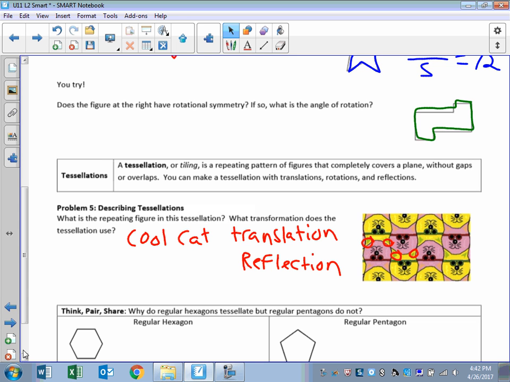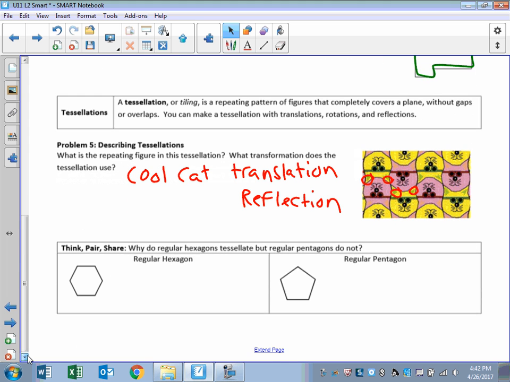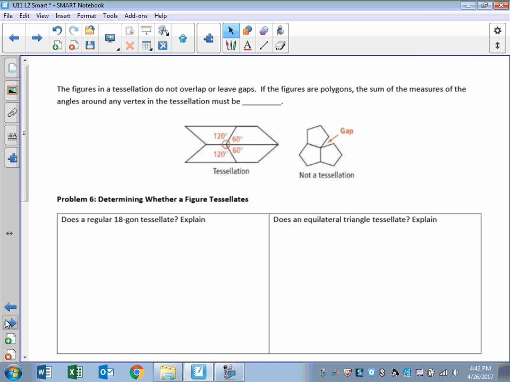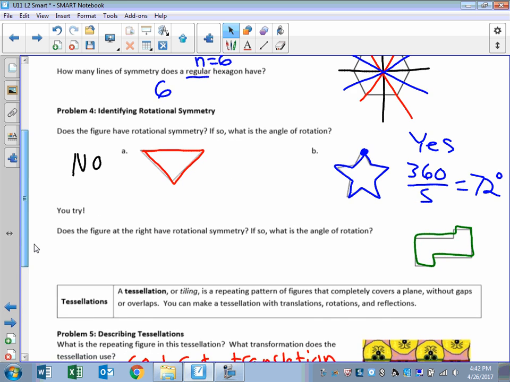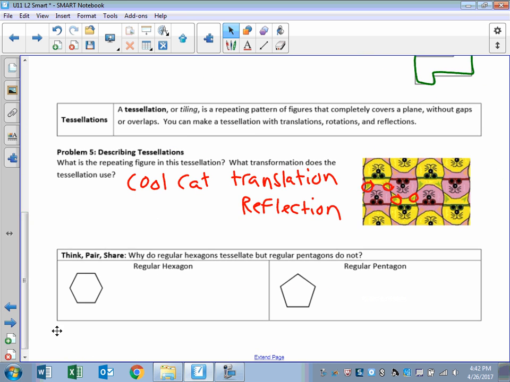Here's a little thinking exercise. Why does a regular hexagon tessellate but not a regular pentagon? Okay. The idea here is you're going to have to find the measure of one interior angle and it's going to have to be a factor of 360 when you find it.